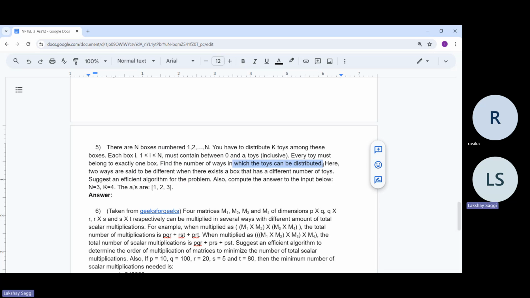So what would be an efficient algorithm for the problem? This is what we are asking. And obviously, since right now we are talking about a dynamic programming session, most probably this can be solved using dynamic programming. So any ideas, Rasika, if you have done the ungraded assignment or something?